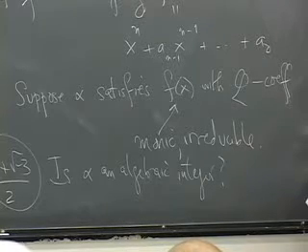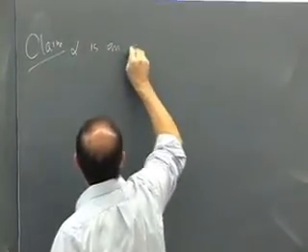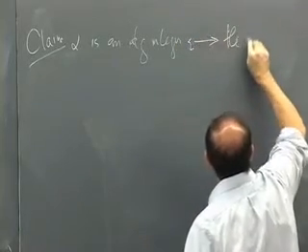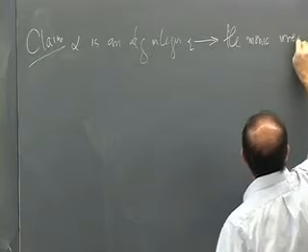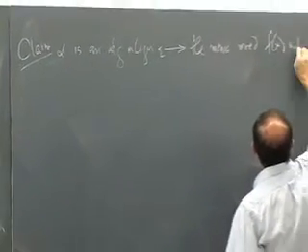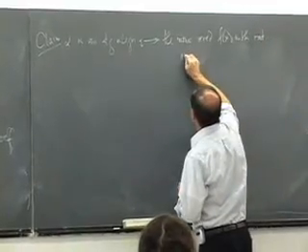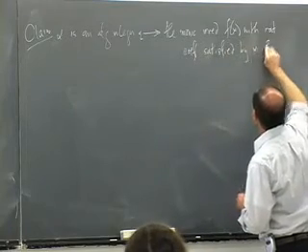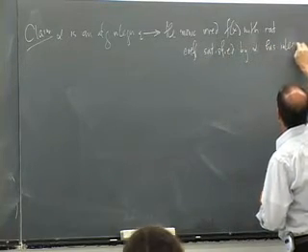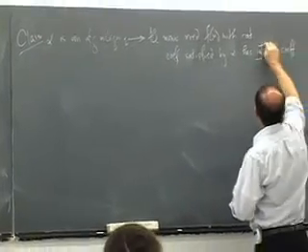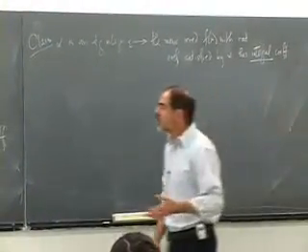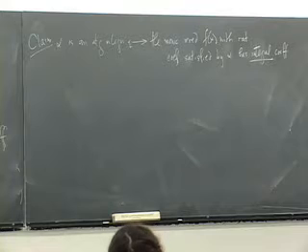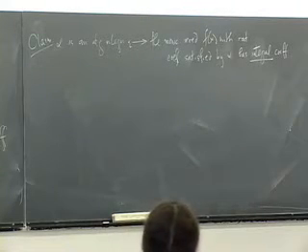Claim: alpha is an algebraic integer if and only if the monic irreducible f of x with rational coefficients satisfied by alpha has integral coefficients. So you might say, well, how do you know that? There could be some other polynomial with integer coefficients that it satisfies. Just because it satisfied that one and that one didn't have integer coefficients, maybe there's some other one. But the answer is there isn't.